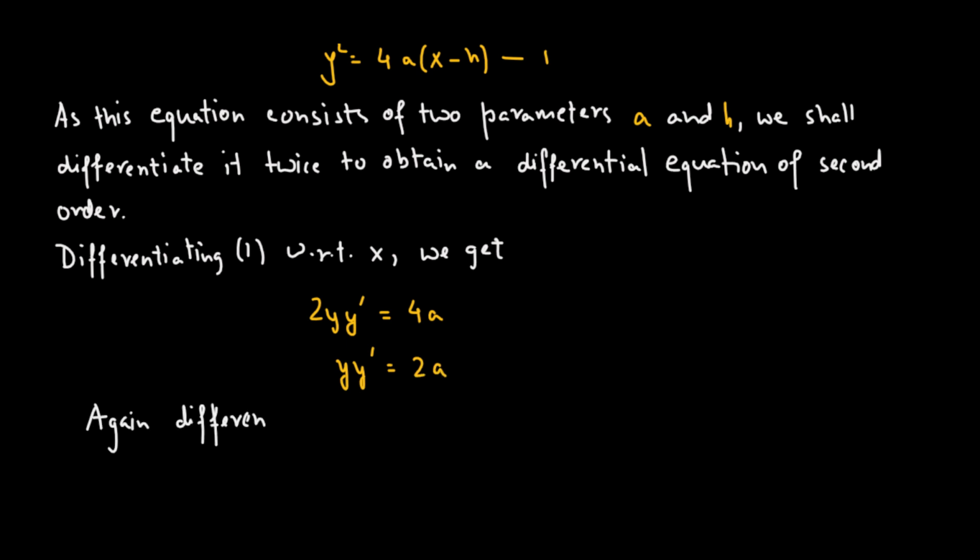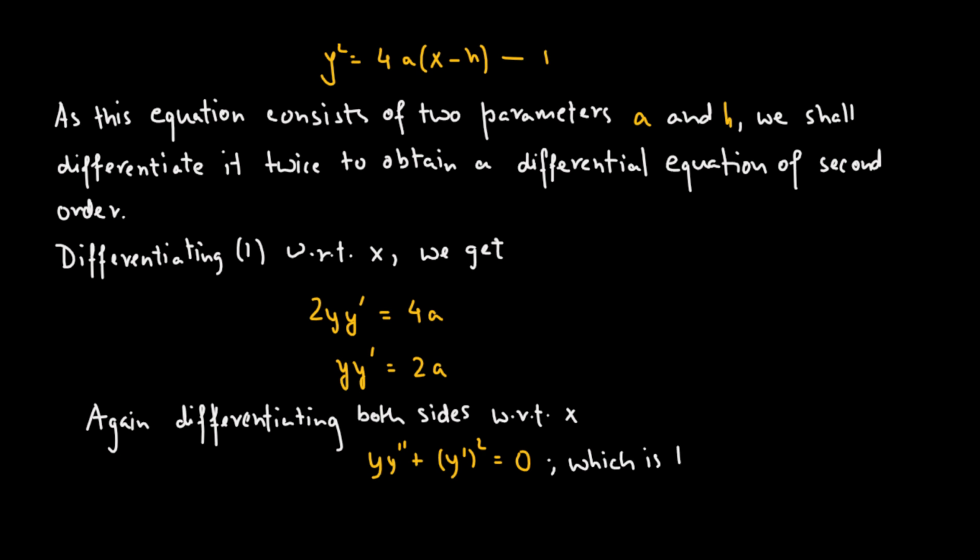Again differentiating both sides with respect to x, we are going to use the product rule on the left hand side, and that is going to give us y times y double prime plus y prime whole squared equals 0, and this is going to be the required differential equation for the family of all parabolas having their axis of symmetry coincident with the x-axis.